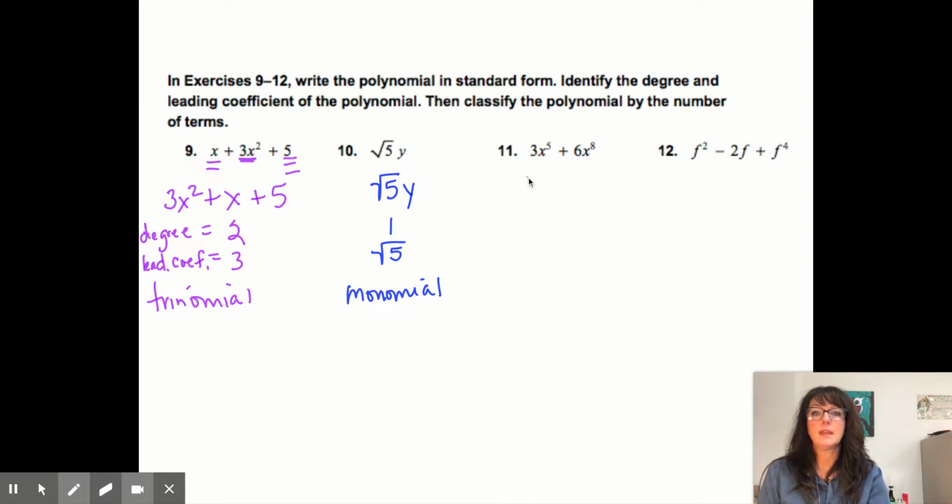Okay. Number 11. So I'm looking at this and there's two terms. One has an exponent of 5, one has an exponent of 8. So the 8 is the highest degree of x. So that would be my first term and my second term. So I have 6x to the 8th plus 3x to the 5th. So when I'm talking about my degree, the degree would be the 8. When I'm talking about the leading coefficient, that would be the 6. And when I have to classify it, it would be a binomial.